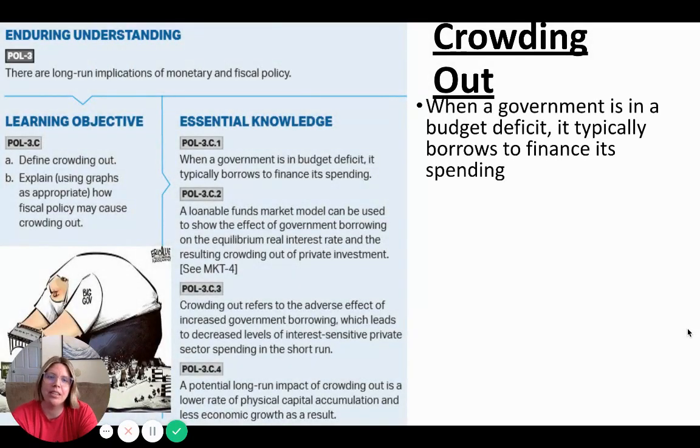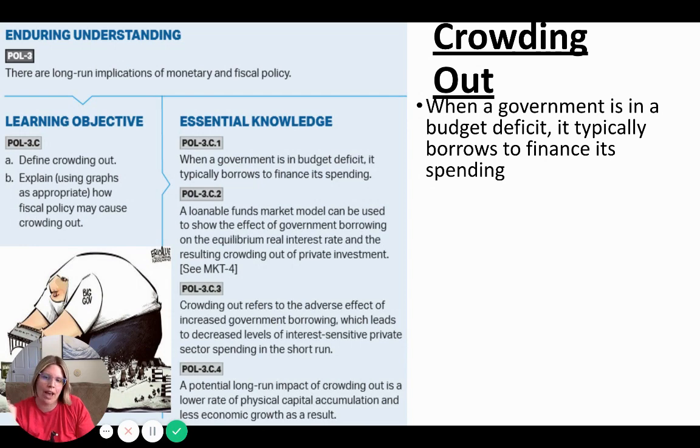Crowding out is basically when the government is in a budget deficit. How do they fix that? They have to borrow money then. And when they borrow money, they go to the loanable funds market. It increases the demand for loanable funds, which raises up the real interest rate. And so crowding out is not something that the government wants to happen.